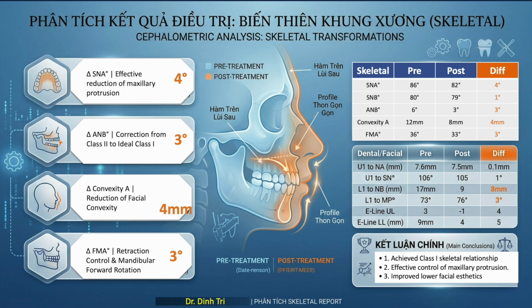Comparing the data, the ANB decreased from 6 to 3 degrees, which helped to correct the Class II skeletal discrepancy, and the FMA decreased by 3 degrees, meaning the mandible rotated counterclockwise after the treatment.